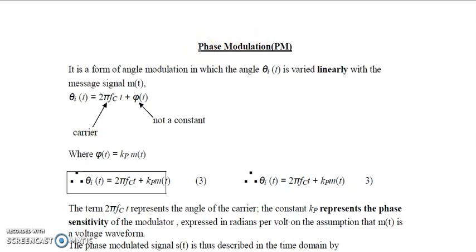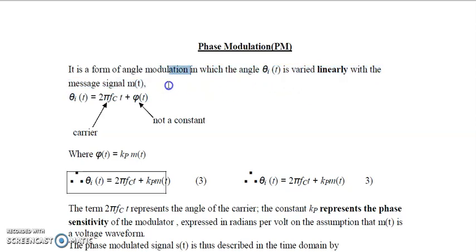Angle modulation has two types. One is phase modulation and another is frequency modulation. Let us first see phase modulation. Now see here, it is a form of angle modulation in which the angle theta i t, angle means phase angle, is varied linearly with the message signal.